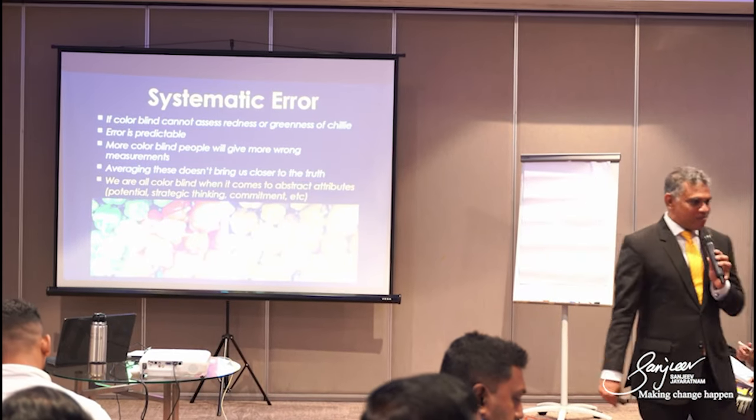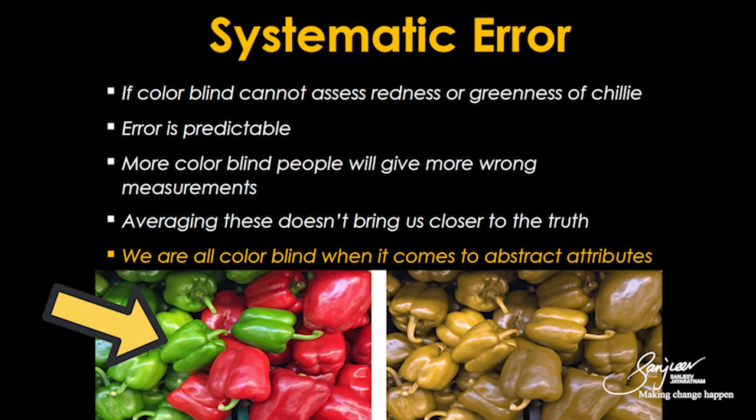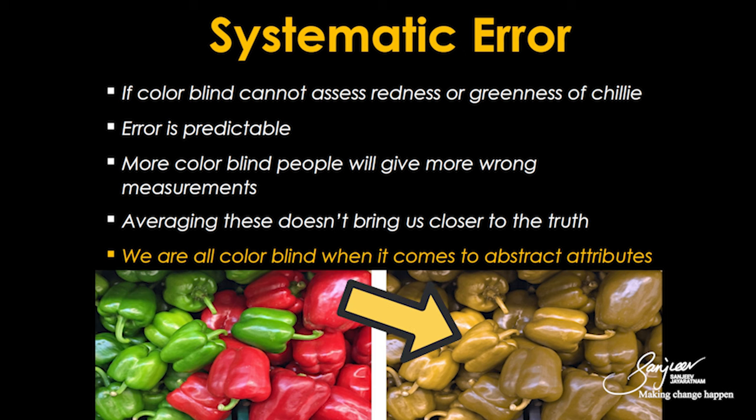If you get a colorblind person and you show them that picture and say, tell me how green some of these chilies are and how red some of these chilies are, the colorblind person will tell me they all look brown, but a more yellowish brown. You ask another colorblind person, he'll say, no, it's not that yellowish, it's more brownish than yellow. You ask the third colorblind person, he'll say, no, y'all are both wrong, it's really yellow. So what have we done now? We have asked three colorblind people to describe that.